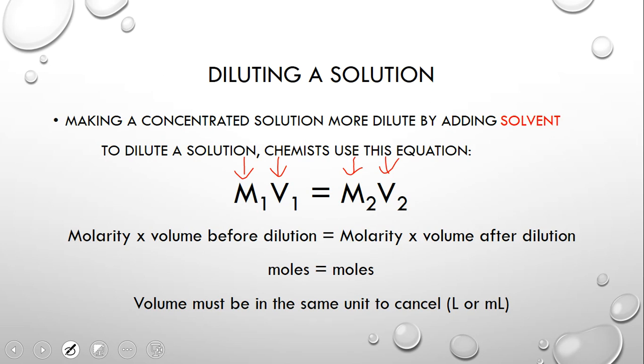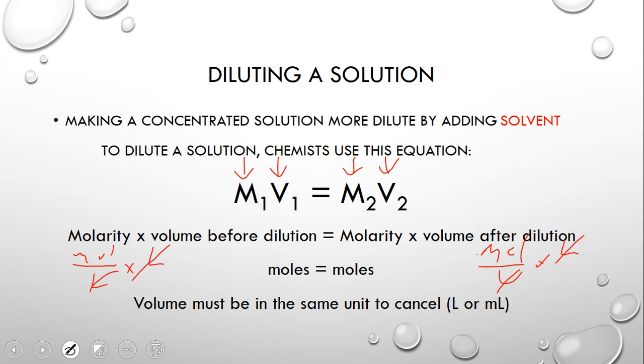And usually you have 3 of these and you need to find the 4th. How this all works is the molarity times volume before the dilution equals molarity times volume after the dilution, because if you remember, molarity is moles over liter, and when you multiply that by liters, that'll give you moles. Same will happen on the other side, moles over liter times liters, that'll give you moles, and moles equals moles.